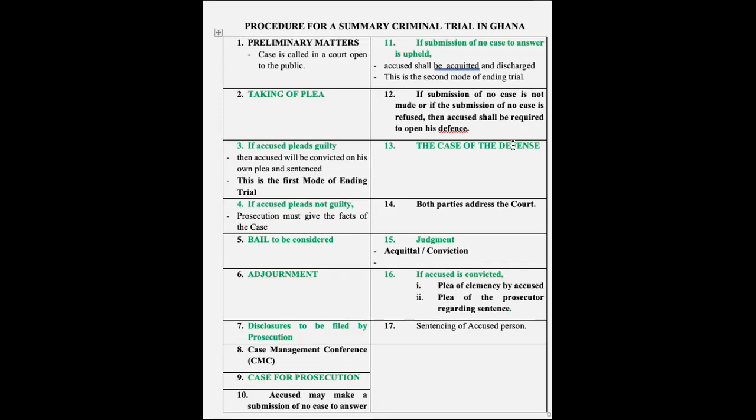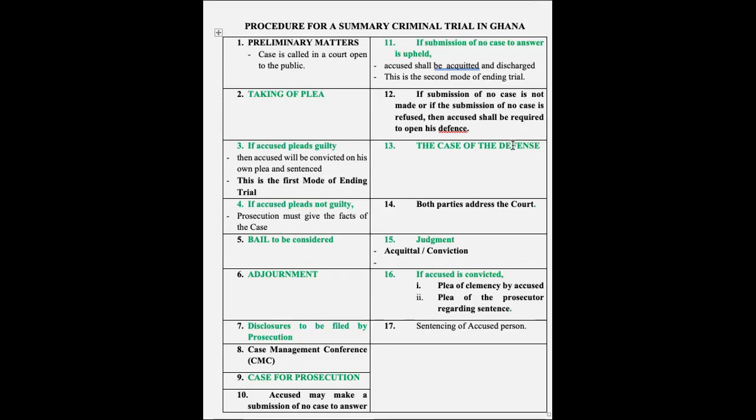So when we adjourn, the court usually orders at the adjournment stage that the prosecution should file what we call disclosures. Disclosures, I will explain them in detail. Every evidence that the prosecution intends to rely on for the case, all the witnesses that they intend to call to prove the guilt of the accused person, they should file everything in the court, bring everything to the court, and serve copies on the accused person.